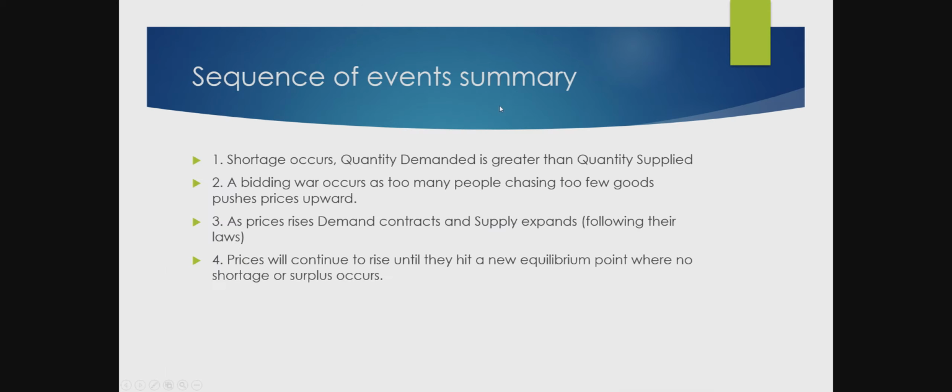Sequence of events, just like before: a shortage occurs, quantity demanded is greater than quantity supplied, and a bidding war occurs as too many people chasing too few goods pushes prices upwards. As prices rise, demand contracts and supply expands following their laws. Prices will continue to rise until they hit the new equilibrium point where there's no shortage or surplus occurring.